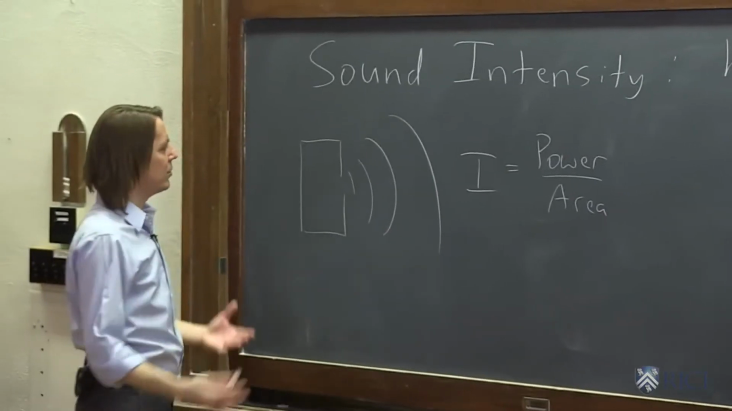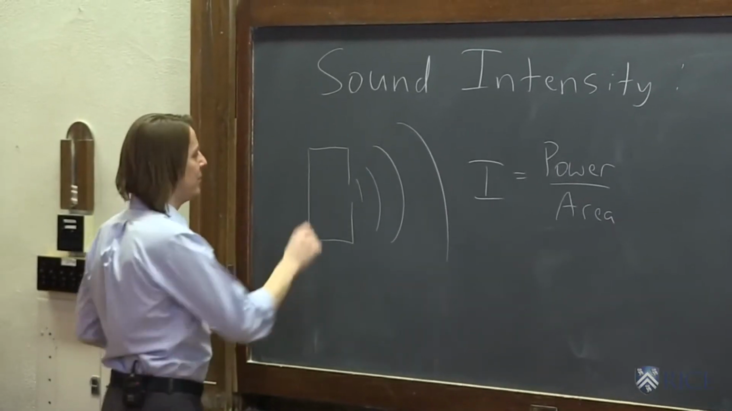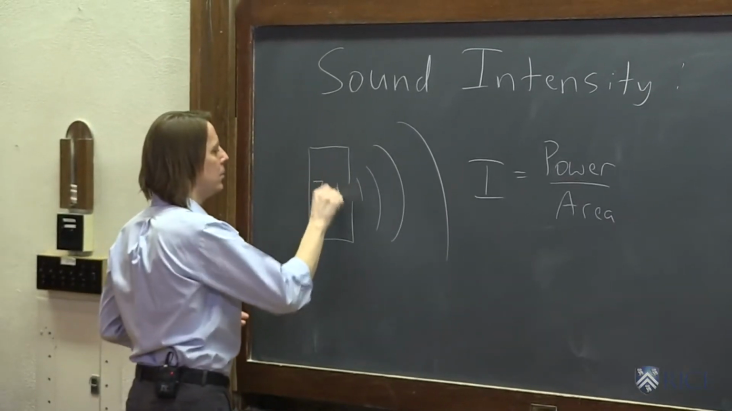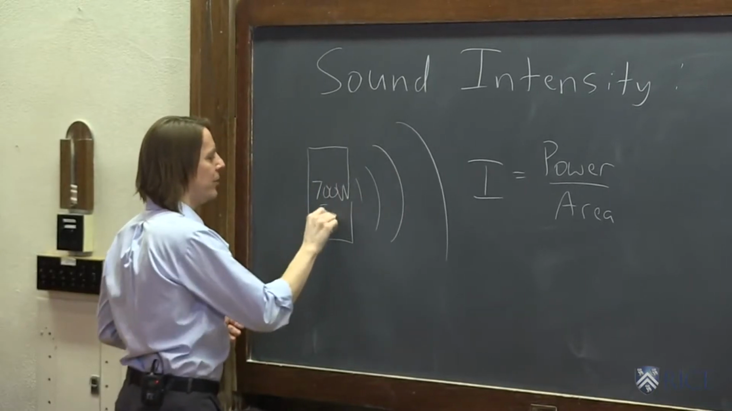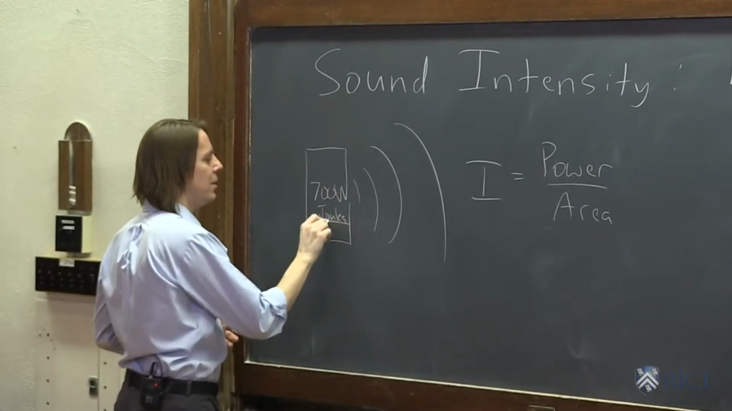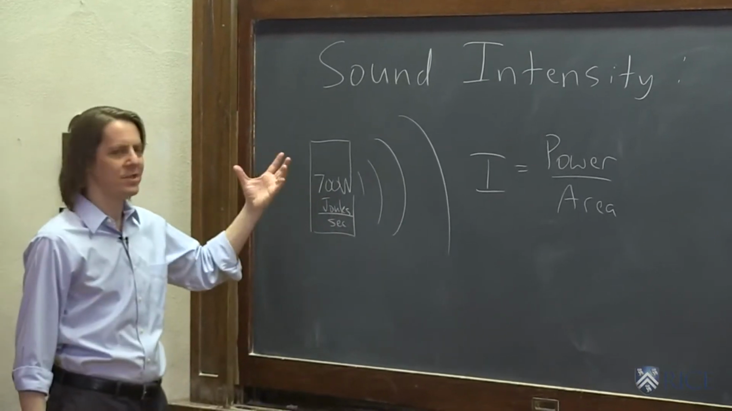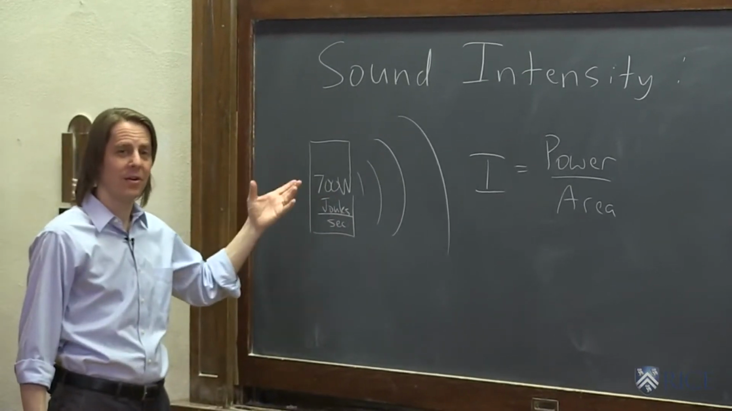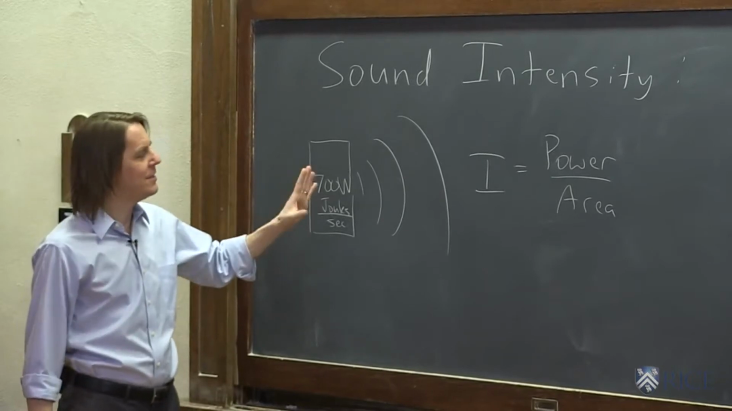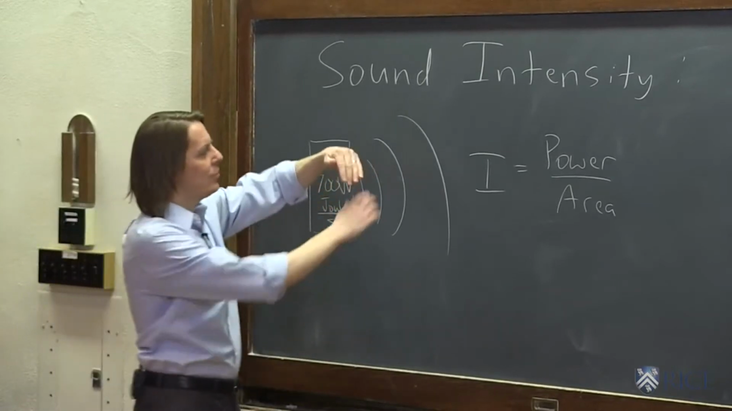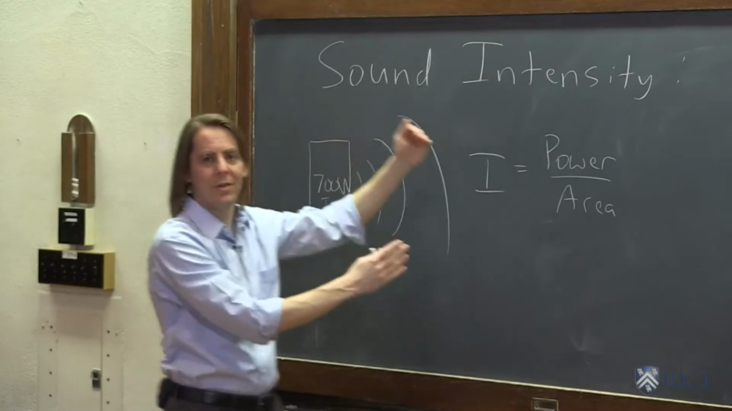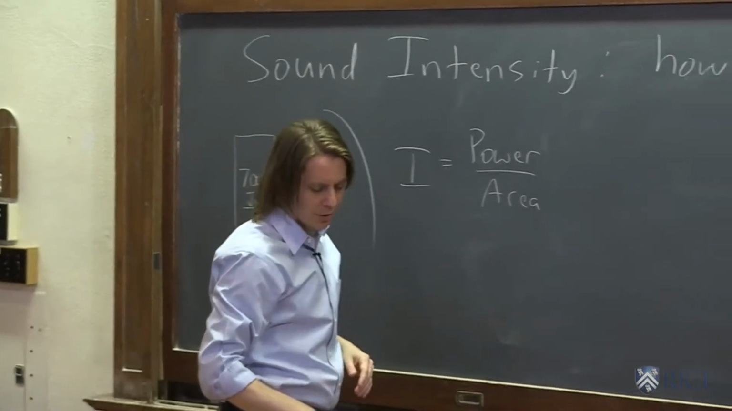Okay, so the speaker may give you a certain power. Say it's a 700 watt speaker, right? That's in joules per second. You know what that is, energy per time. A joule per second is a watt, so this is how much energy it's cranking into the air every second. But then intensity means something else, means how is that spread out over a certain area. So intensity is the power per unit area.